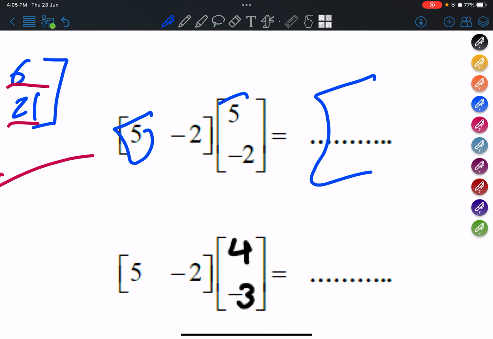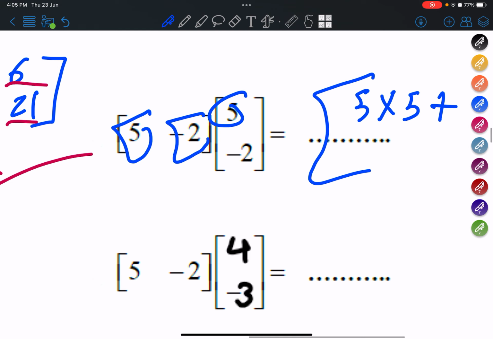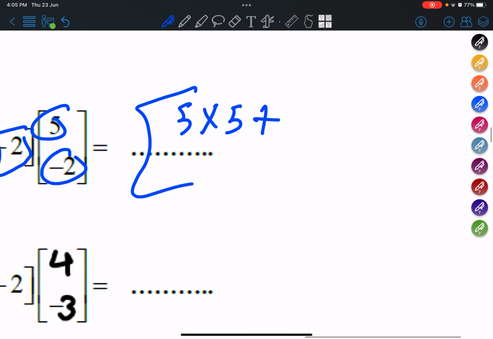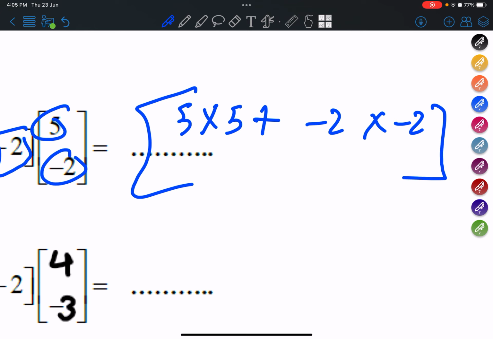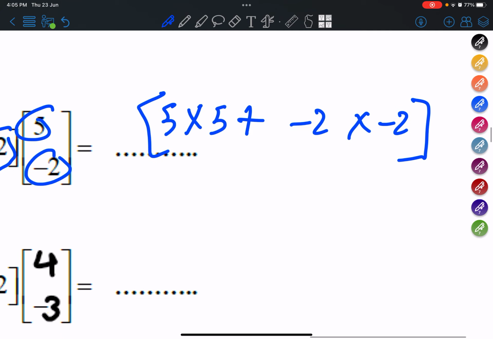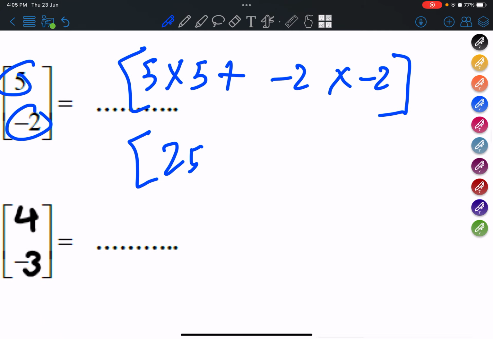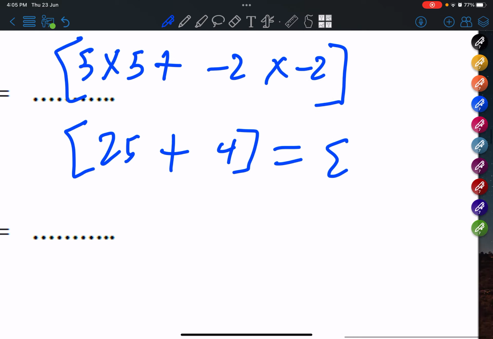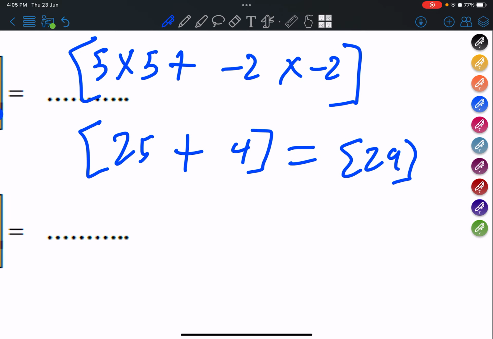So 5 times 5, we'll put 5 times 5 plus, and we can go to the second number, which is negative 2 times negative 2. And now we can close it. Let's just make it smaller so it makes sense. So 5 times 5 is going to equal 25, plus negative 2 times negative 2 is going to equal 4, which will equal 29. So this is our answer.